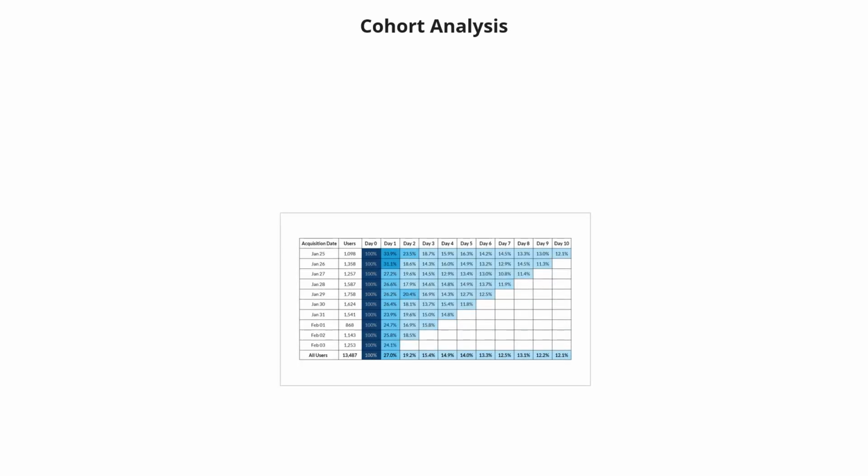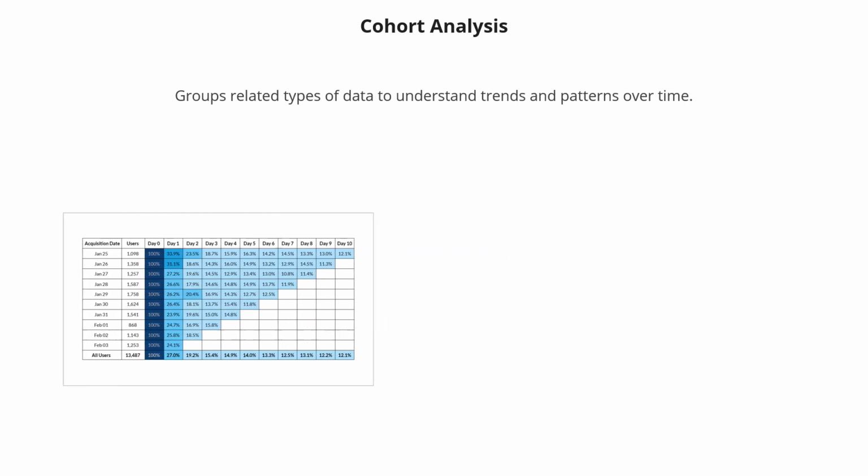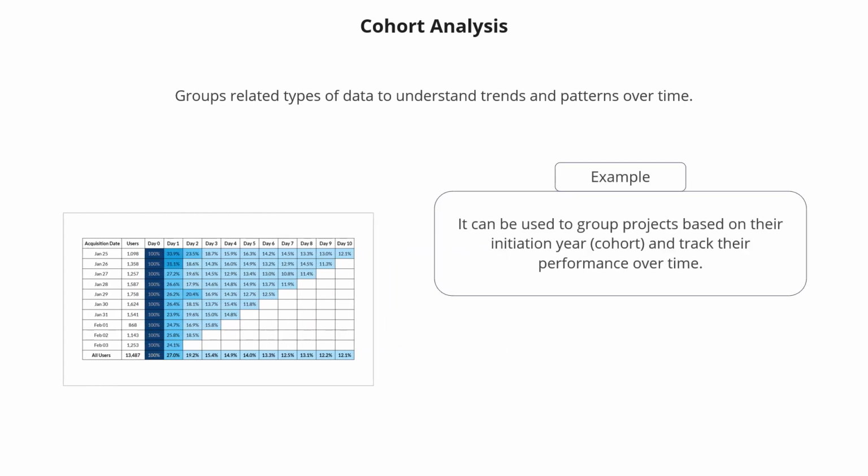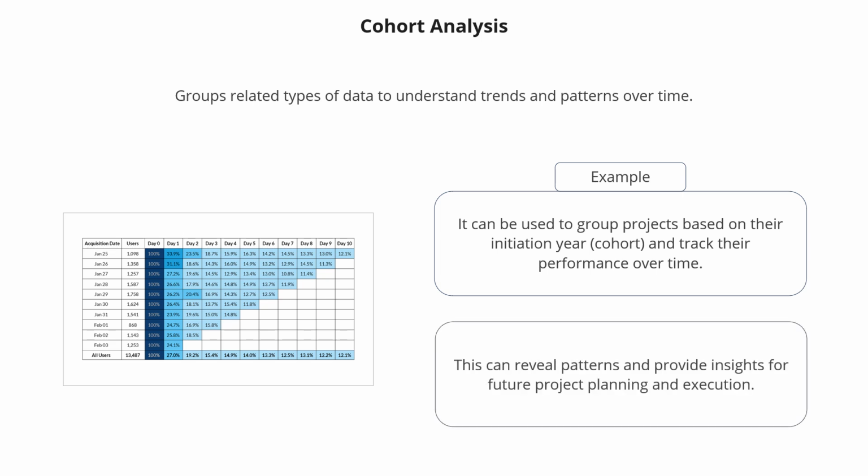Cohort analysis involves grouping related types of data to understand trends and patterns over time. For example, it can be used to group projects based on their initiation year and track their performance over time. This can reveal patterns and provide insights for future project planning and execution.